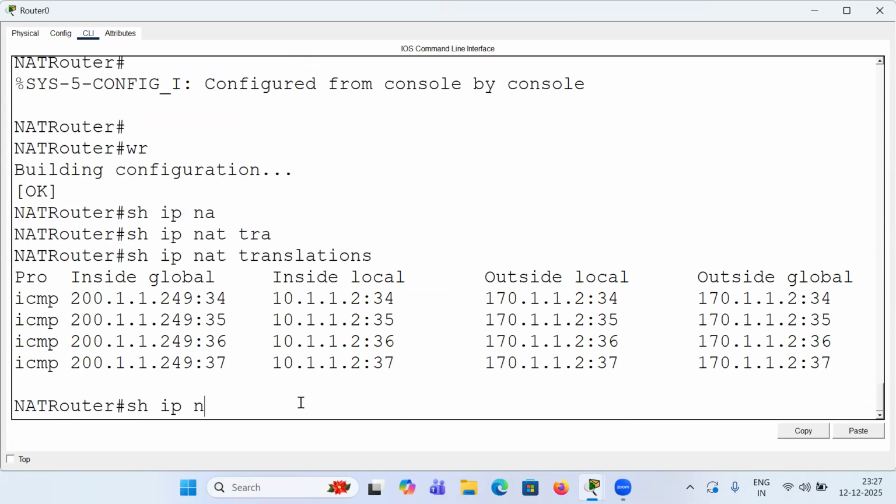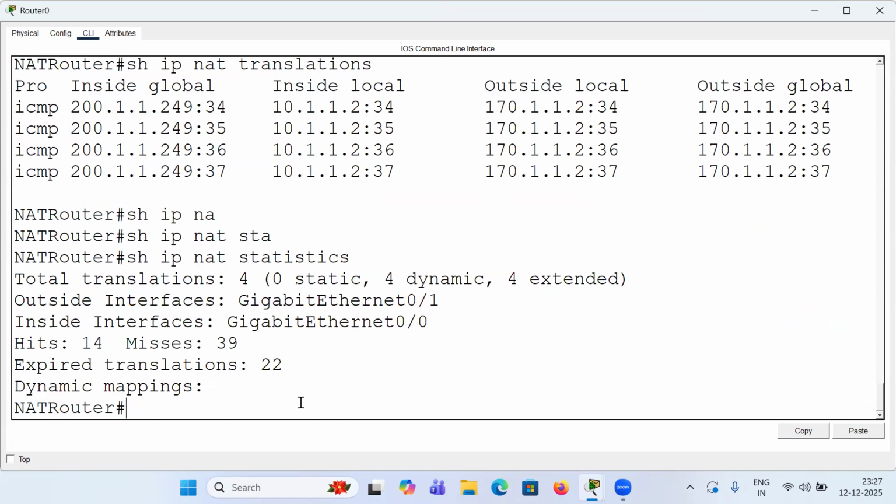So one more command is there, show ip nat statistics. Here you can see some hits and some misses. So misses are the ones where the NAT table was not built. Because I have done this lab, you can see the misses number is greater than what you should be seeing on a real router. So these are the expired translations. These are the outside interfaces. These are the 4 dynamic, 4 extended total translations.